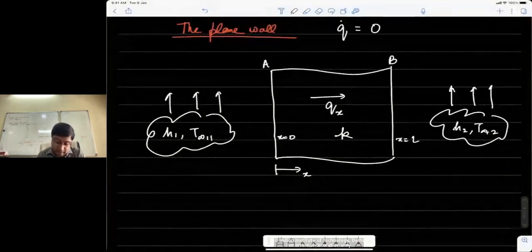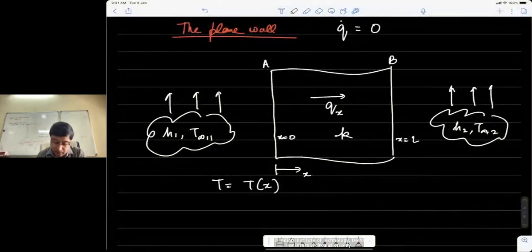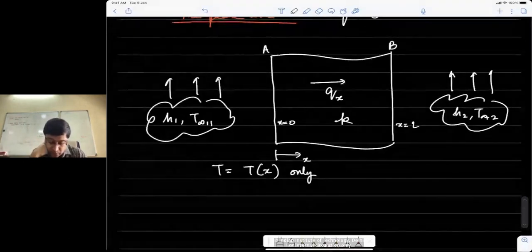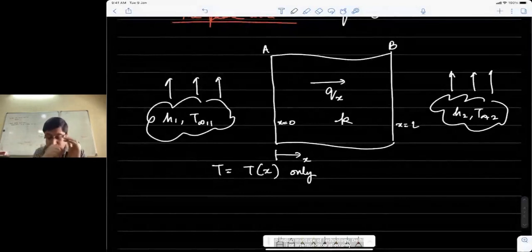So at steady state, I know the temperature can only be a function of x now. There is no time dependence, and there is no dependence along y and z directions, because as I said, they are either very large, so there are no variations along that direction. There's only one significant dimension, the smallest dimension, so heat conduction happens only along that dimension.